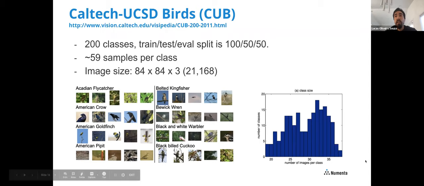This starts to get a bit unbalanced. So this is a histogram, and some classes you only have 20 images, some you have 40, all the way to more. But the average is 60. So I'm guessing the distribution goes way to the right.